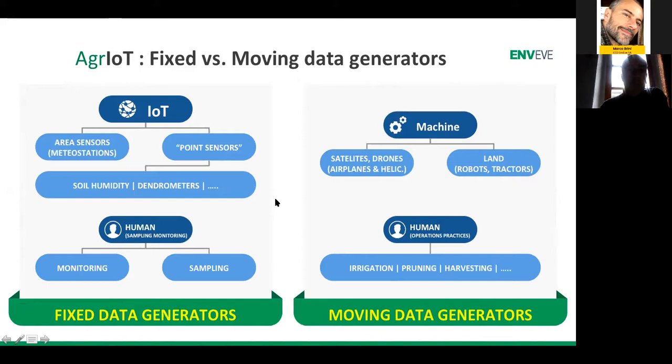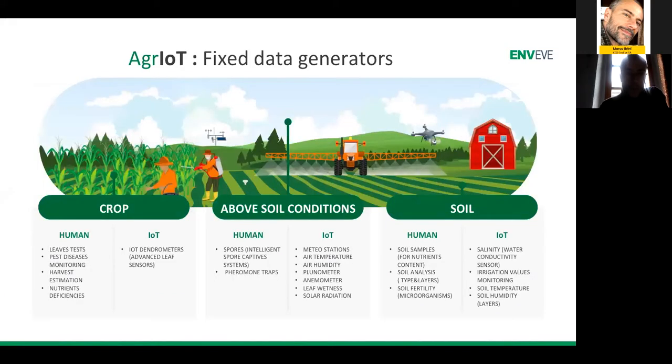So this slide will help start to have an understanding that we are focusing on this area when we are talking about Internet of Things in agriculture. So this is another way to see fixed data generators, zooming in. So we have these applying to 3 different areas: at the crop level, above soil conditions, and the soil conditions, right?